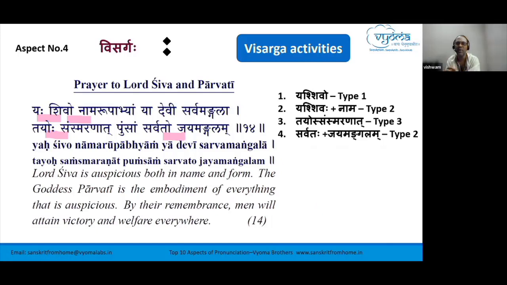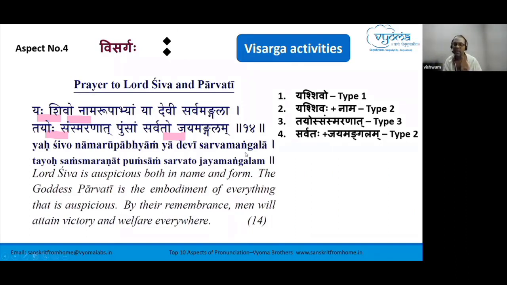Yashivo Namarupabhyam. Shivo is dirgha, so we have to tell two matra kala. Yashivo Namarupabhyam Ya Devi Sarvamangala Tayo Samsmaranat Pumsam Sarvato Jayamangalam. So these are the points.